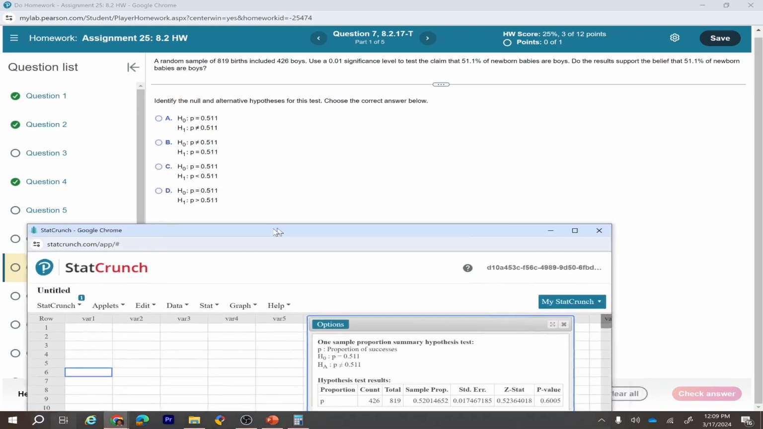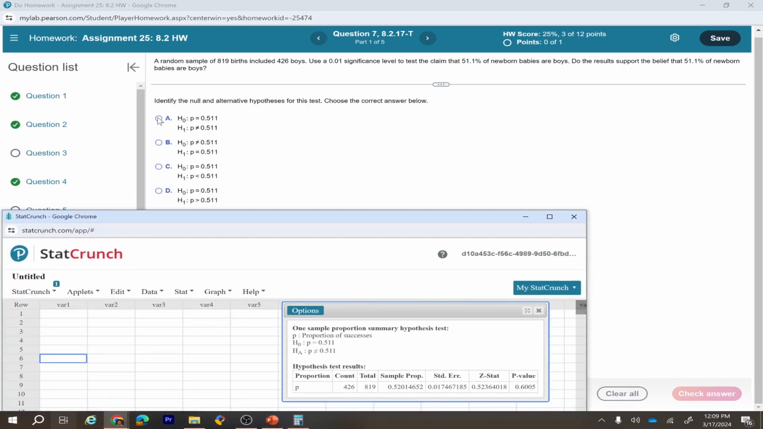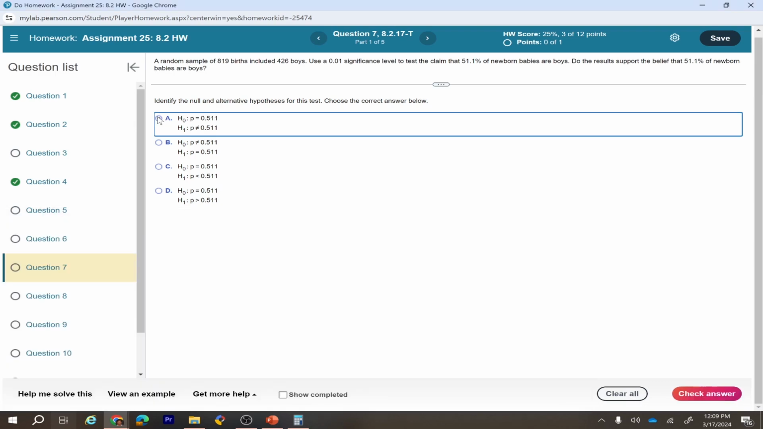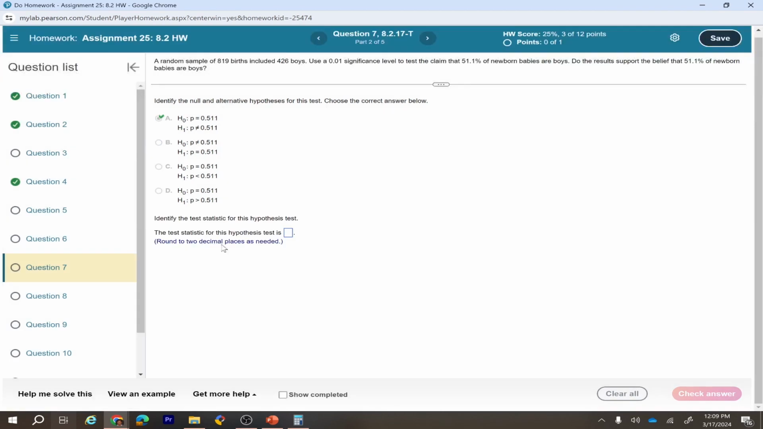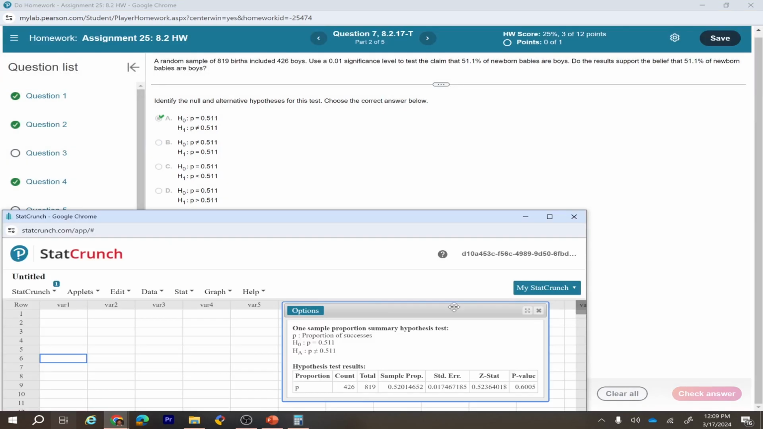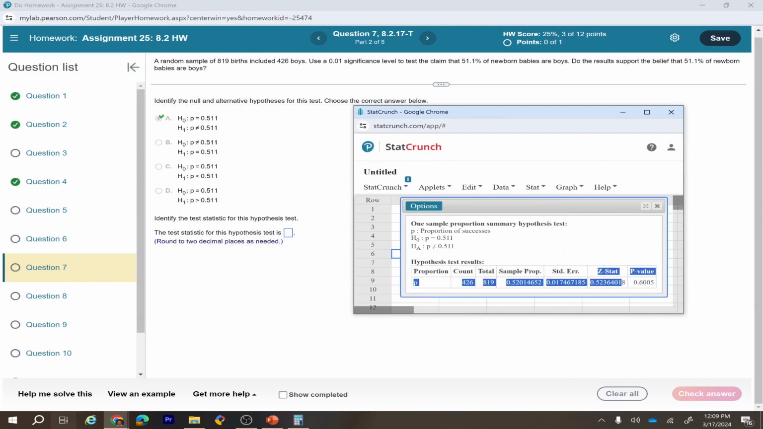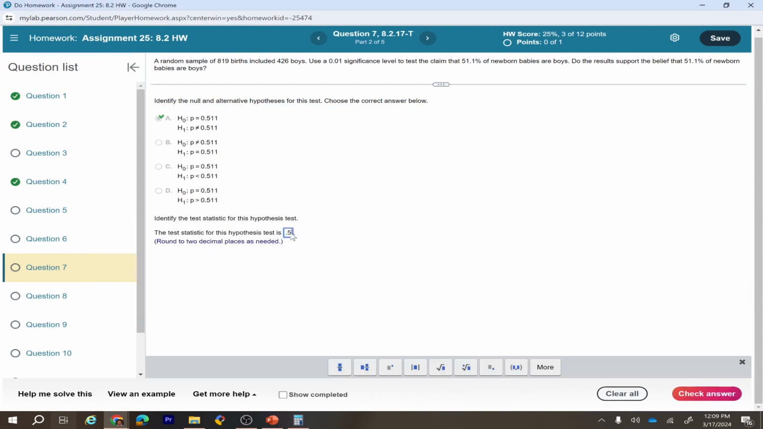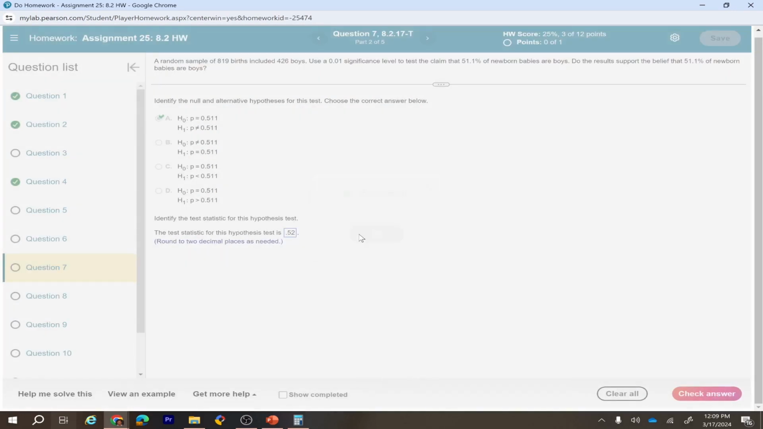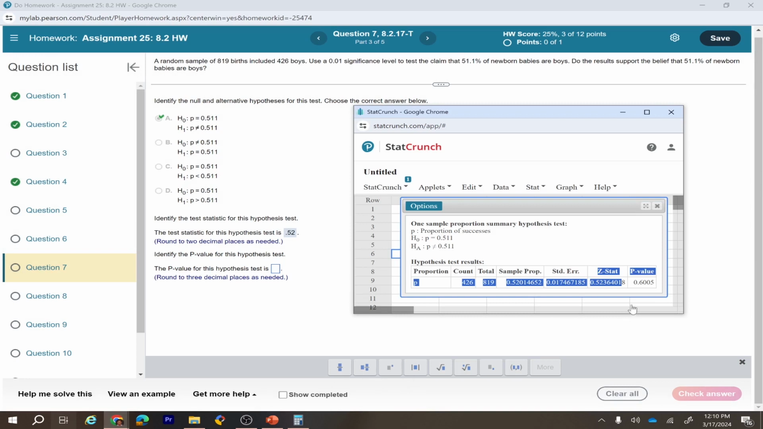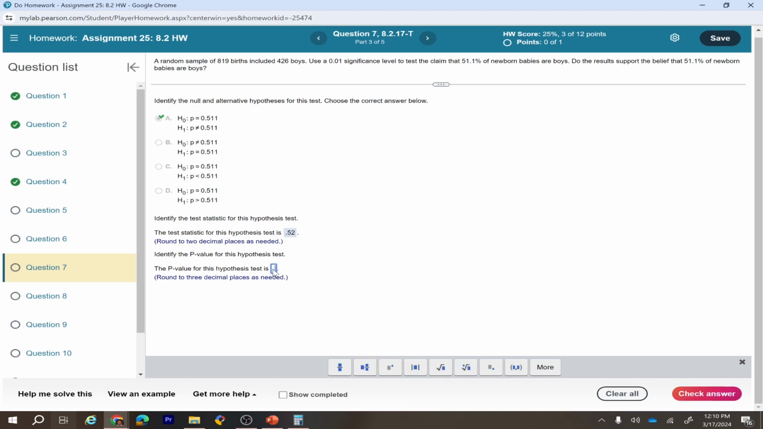If you compute, so the null hypothesis is 51.1, and then the alternative is not equal. So check the answer. And now the test statistic, if you go to StatCrunch, this Z-score is the test statistic. If you round it to 2 decimal places, in this case it's 0.52. Now what is the p-value? One more time, the p-value is 0.6005, so 0.601 if you round it.